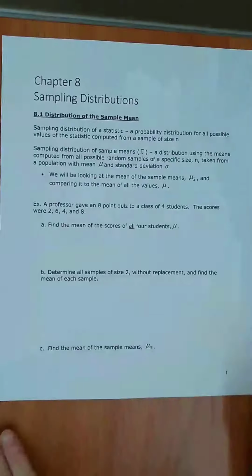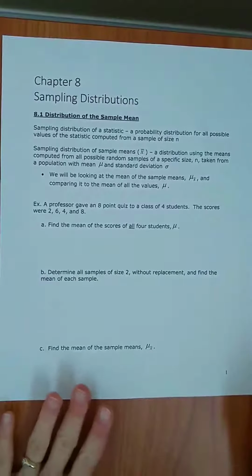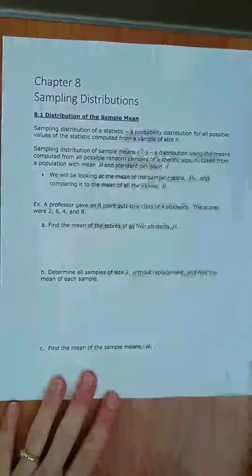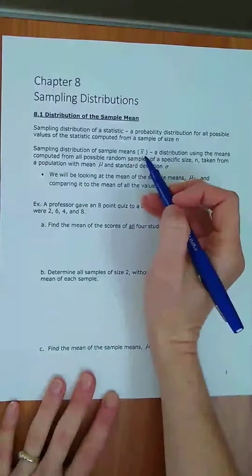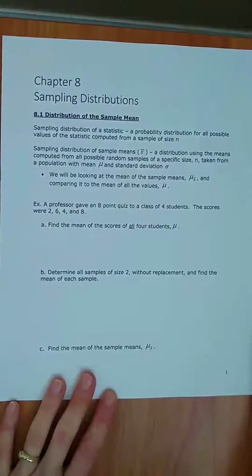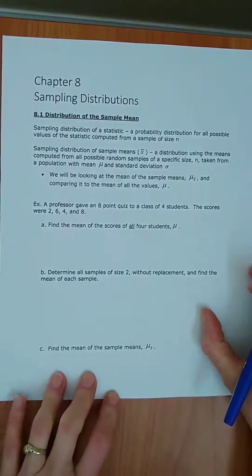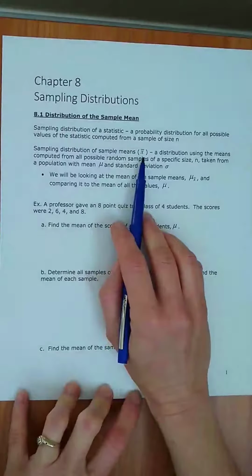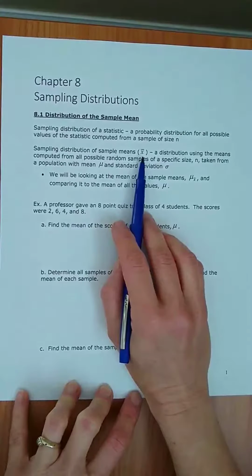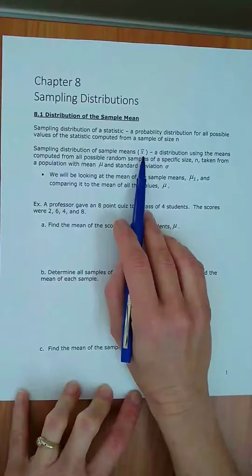So a sampling distribution of a statistic is a probability distribution for all possible values of the statistic computed from a sample of size n. So we're just going to be looking at it for the mean, and then we'll do a little bit with standard deviation. So the sampling distribution of sample means, the X bars, is a distribution using the means computed from all possible random samples of a specific size n, taken from a population with mean mu and standard deviation sigma. So instead of looking at the X's, we're looking at a little small group, a sample from the population, and we're looking at the mean of those values in the sample.